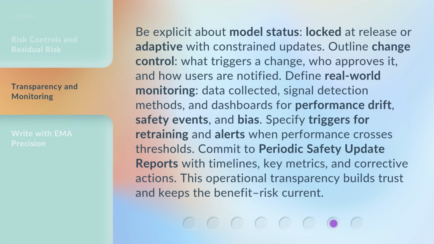Be explicit about model status: locked at release or adaptive with constrained updates. Outline change control: what triggers a change, who approves it, and how users are notified. Define real-world monitoring: data collected, signal detection methods, and dashboards for performance drift, safety events, and bias. Specify triggers for retraining and alerts when performance crosses thresholds. Commit to periodic safety update reports with timelines, key metrics, and corrective actions. This operational transparency builds trust and keeps the benefit risk current.